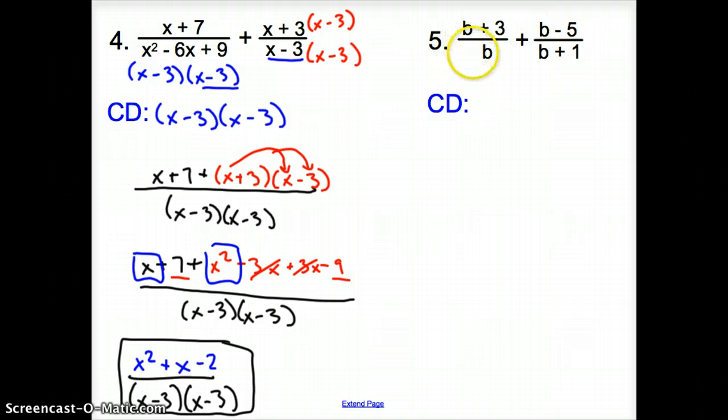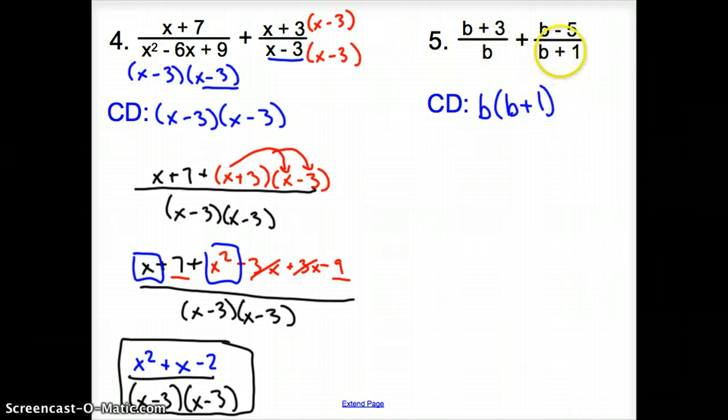Here again with 5. We need a common denominator. Be very careful, ladies and gentlemen. This looks tough. This looks like you can just put a plus 1 here, but you can't, because you can't just add something like that to the top. So our common denominator now is going to be b, and then b plus 1.